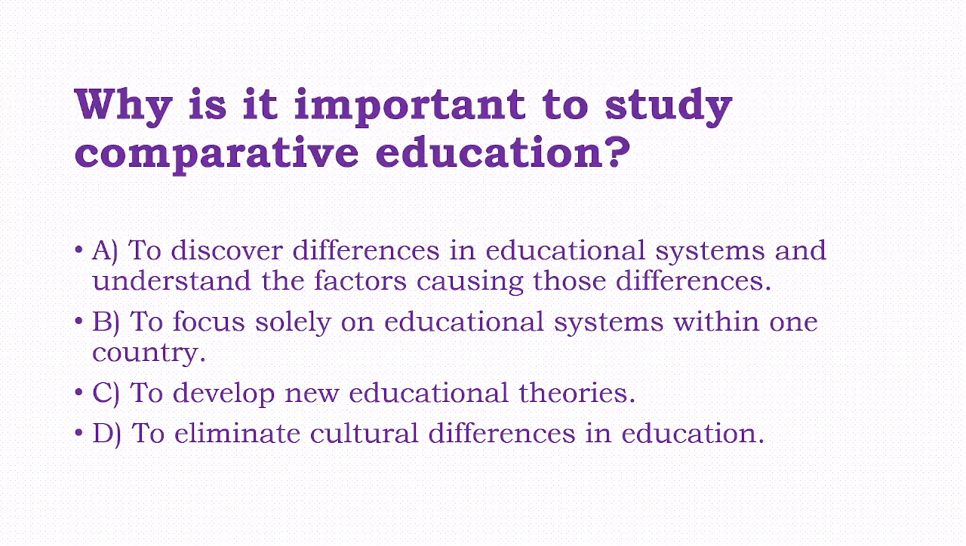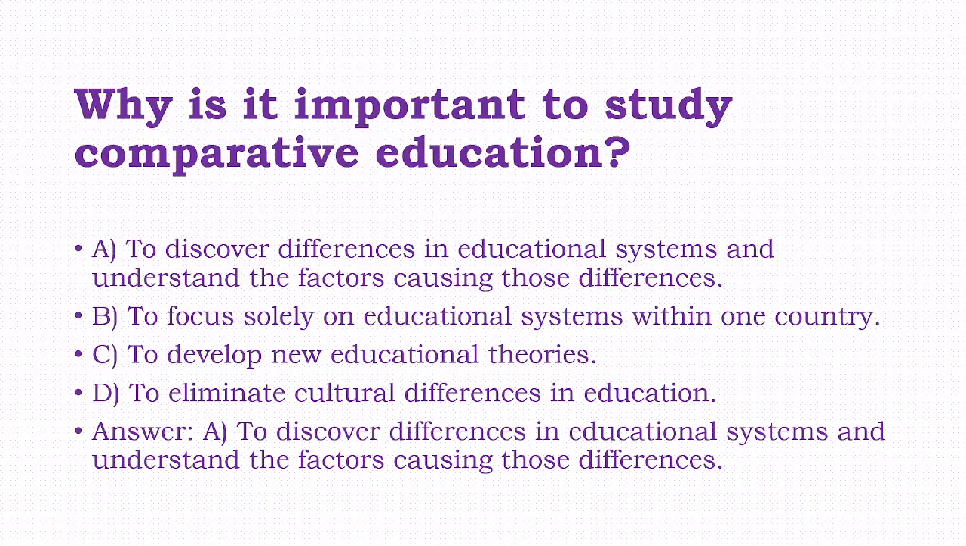Next, why is it important to study comparative education? Options: to discover differences in educational systems and understand the factors causing those differences, to focus solely on educational systems within one country, to develop new educational theories, to eliminate cultural differences in education. The answer to this question is option A, that is to discover differences in educational systems and understand the factors causing those differences.